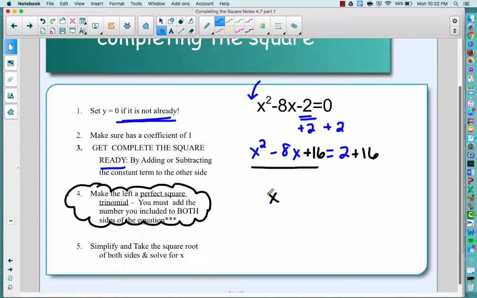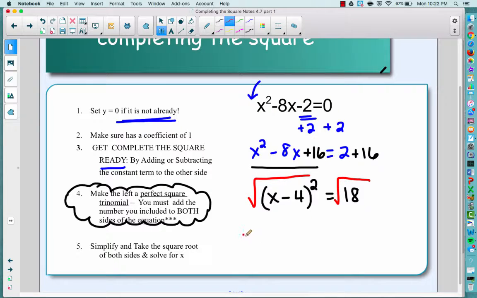Then I write the left side as the square of a binomial. So I write this as x minus 4 quantity squared equals 18. All right, then I solve by taking the square root of both sides, and I get x minus 4 equals.